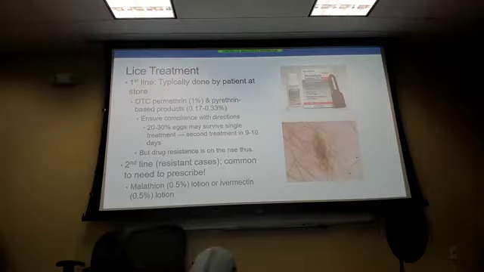So know that first line treatment is your over-the-counter permethrin, and your second line treatment, if they have failed that, is either your malathion or your ivermectin. Because if they come to you and they haven't tried anything, certainly try the OTC treatment. If they come to you and they already have done that, then you need to prescribe the malathion or ivermectin. So please know both of those for testing purposes.